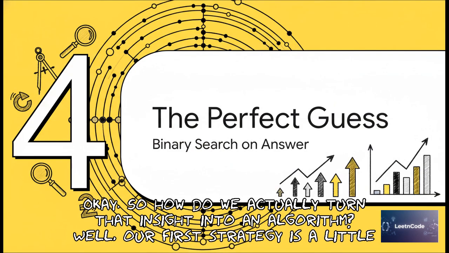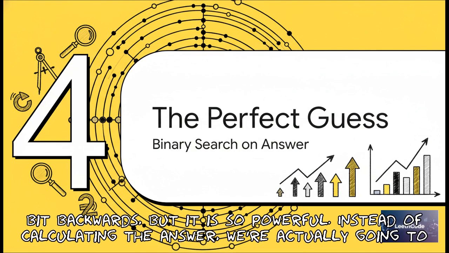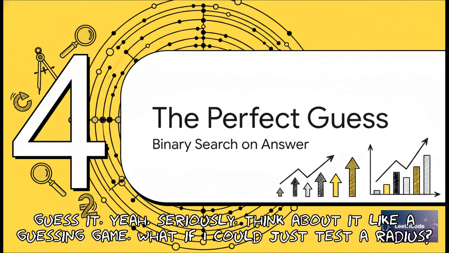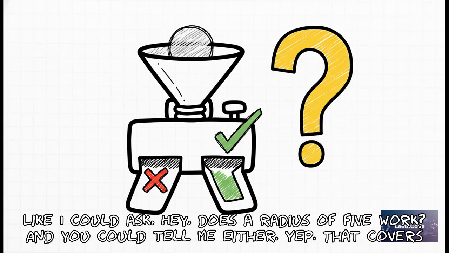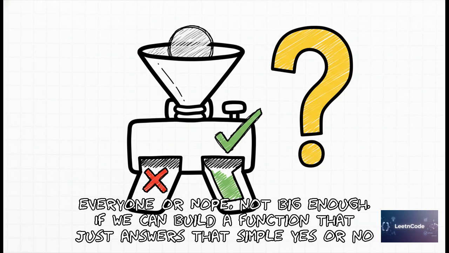Okay, so how do we actually turn that insight into an algorithm? Well, our first strategy is a little bit backwards, but it is so powerful. Instead of calculating the answer, we're actually going to guess it. Yeah, seriously. Think about it like a guessing game. What if I could just test a radius? Like, I could ask, hey, does a radius of 5 work? And you could tell me either, yep, that covers everyone, or nope, not big enough.